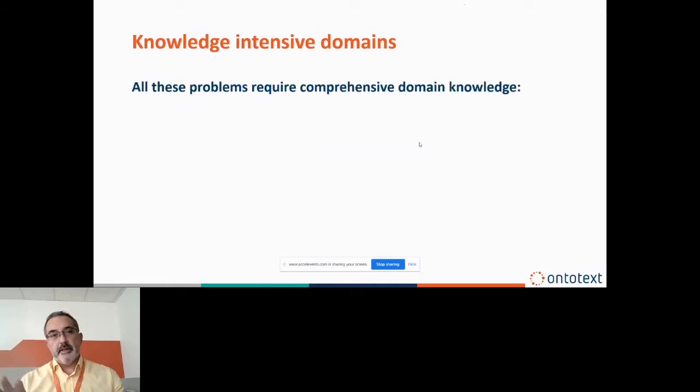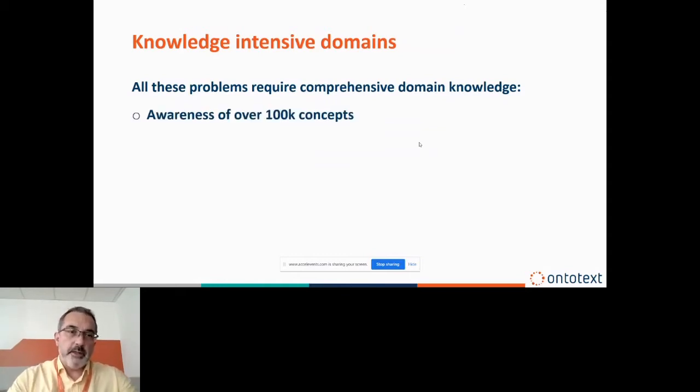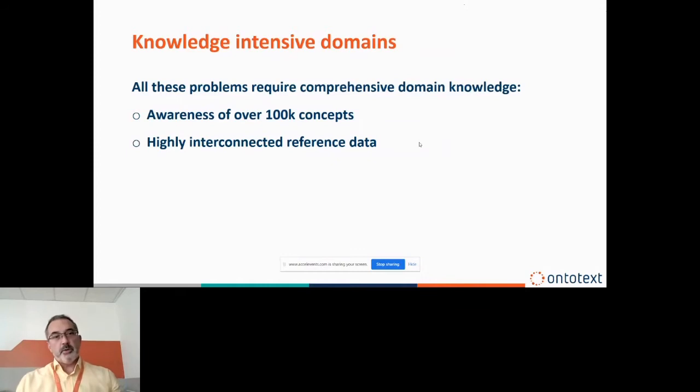And it gets even harder when you have to solve these problems in domains which do require, let's call it, comprehensive domain knowledge. What I mean by comprehensive domain knowledge is, think of a domain where you need to be aware of more than 100,000 concepts in order to make a good recommendation or indexing application, or a domain where the so-called reference data is very, very highly interlinked.